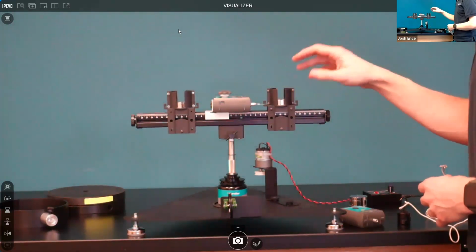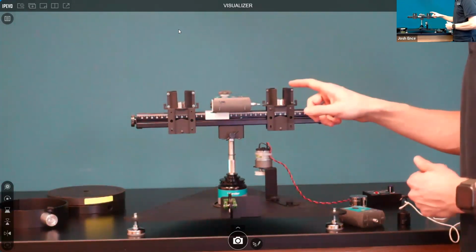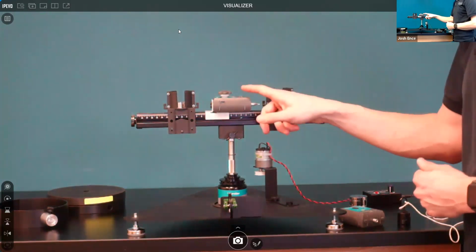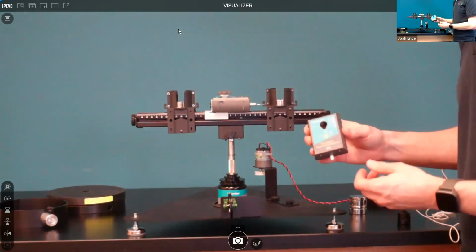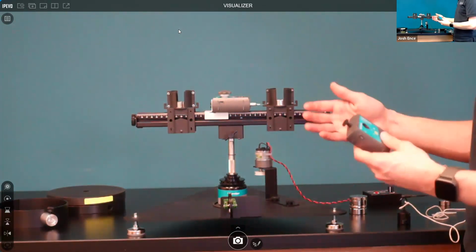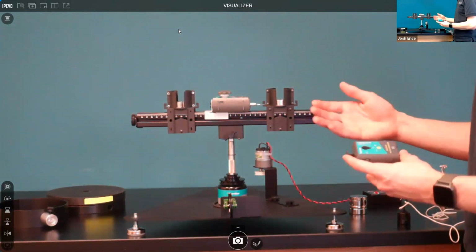And because it's free to move like that, the force that's causing it to move in circular motion is provided by the sensor here. This is our Go Direct force and acceleration sensor. Our Go Direct sensors are all wireless, Bluetooth, or USB.